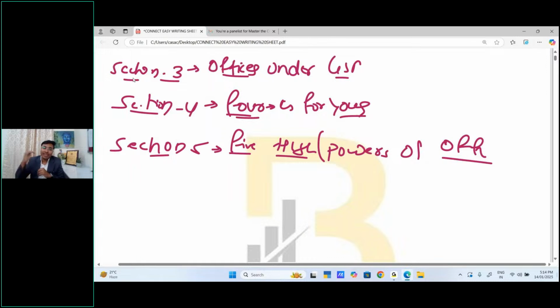Section number 5, very high, that is powers of the officers. In that particular section, they have prescribed the powers of the various officers under GST. They have mentioned that the GST authority has power to call any person, to issue notice, to demand documentation, to physically inspect the premises of that person, and to issue a summons. Section 5, very high always powers. So this section is related to powers of the GST officers.